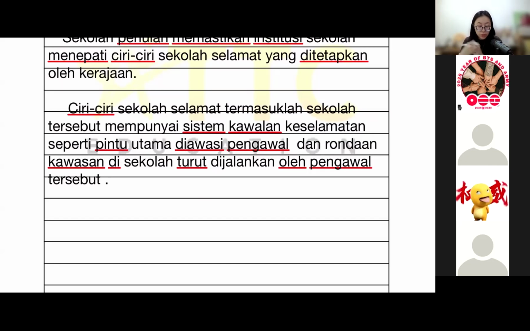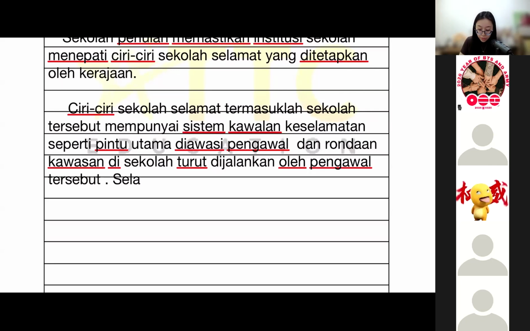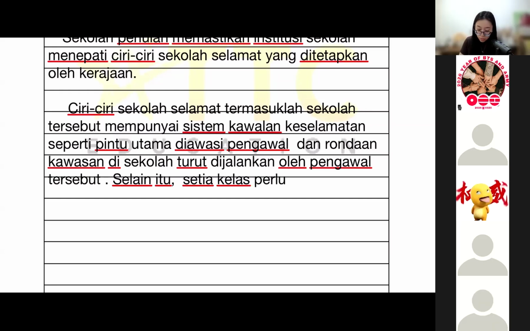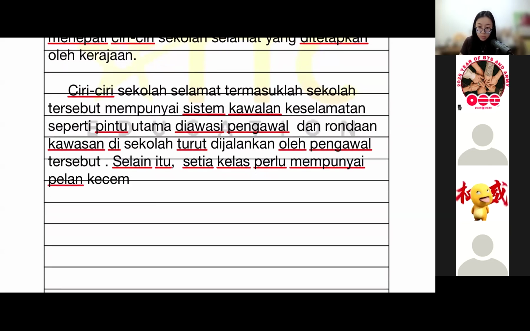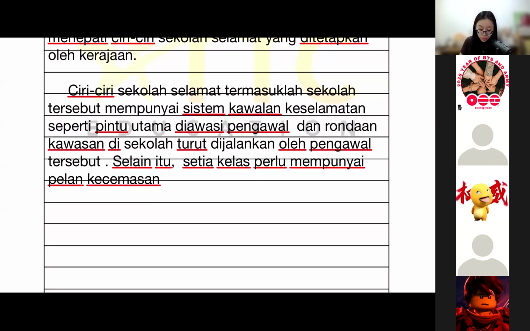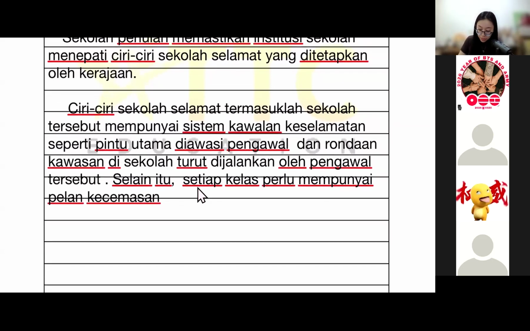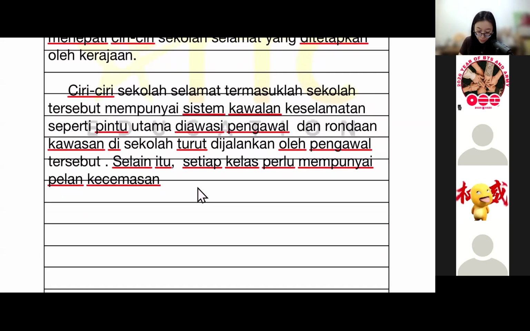Okay, now, when you go to the next point, just use the normal penanda wacana, selain itu. Setiap kelas, every class, perlu, have to, mempunyai pelan kecemasan. Setiap, I typed wrong. Where is it? Yeah, oh, thank you. So, setiap kelas perlu mempunyai pelan kecemasan yang strategic. That's more strategic.